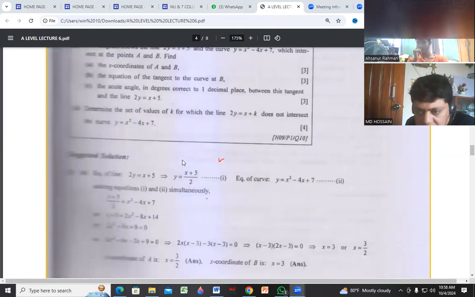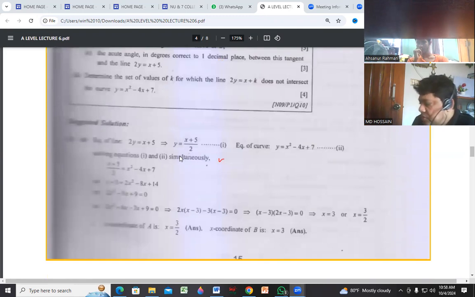So now the solution. First, look at the first point. The x coordinate of A and B, that is, the x value of points A and B, we have to find out. For doing so, we have the equation 2y equal to x plus 5, so y equal to x plus 5 divided by 2. This is a simplification of the equation, and we are considering this as equation number 1, and at the same time the other one is equation number 2.